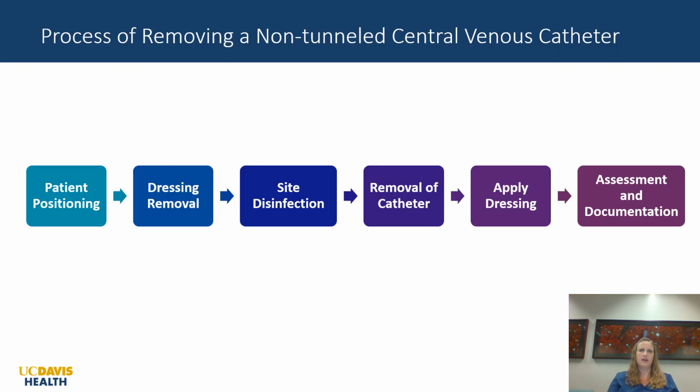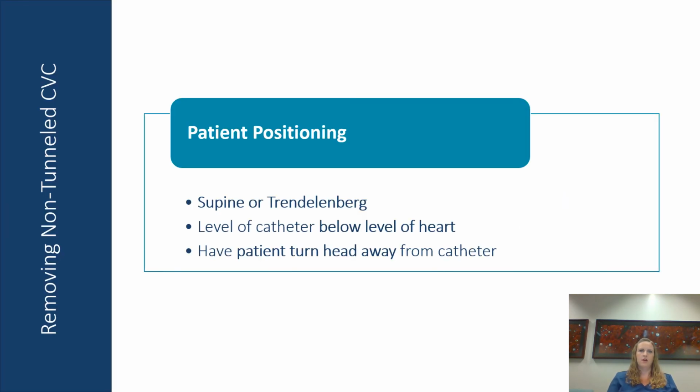Here on the screen is the process of removing a non-tunneled central line. We are briefly going to go over each step listed here. The first step is patient positioning. You're going to want to place the patient supine flat or in Trendelenburg position unless contraindicated. You want the level of the catheter below the level of the heart during the removal, as this is going to decrease the risk of an air embolism during catheter removal.